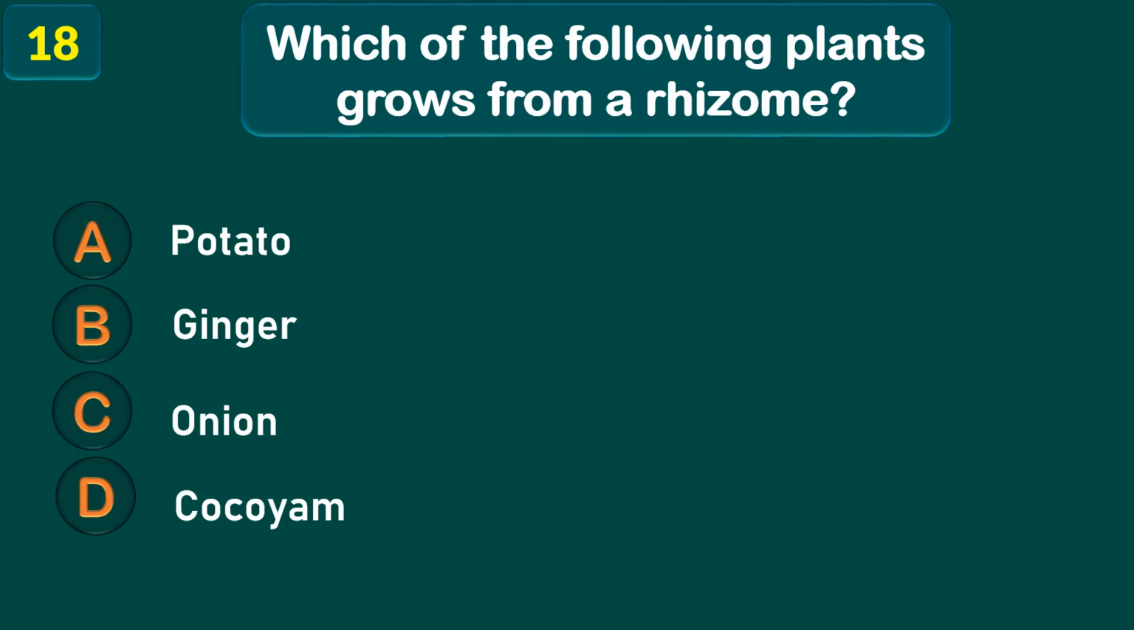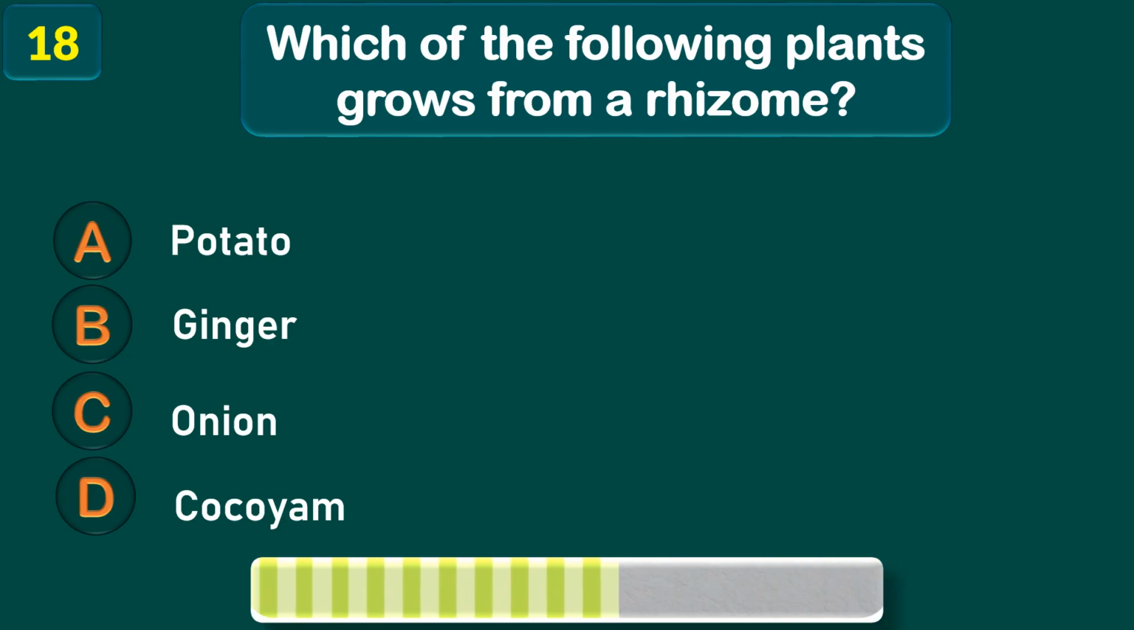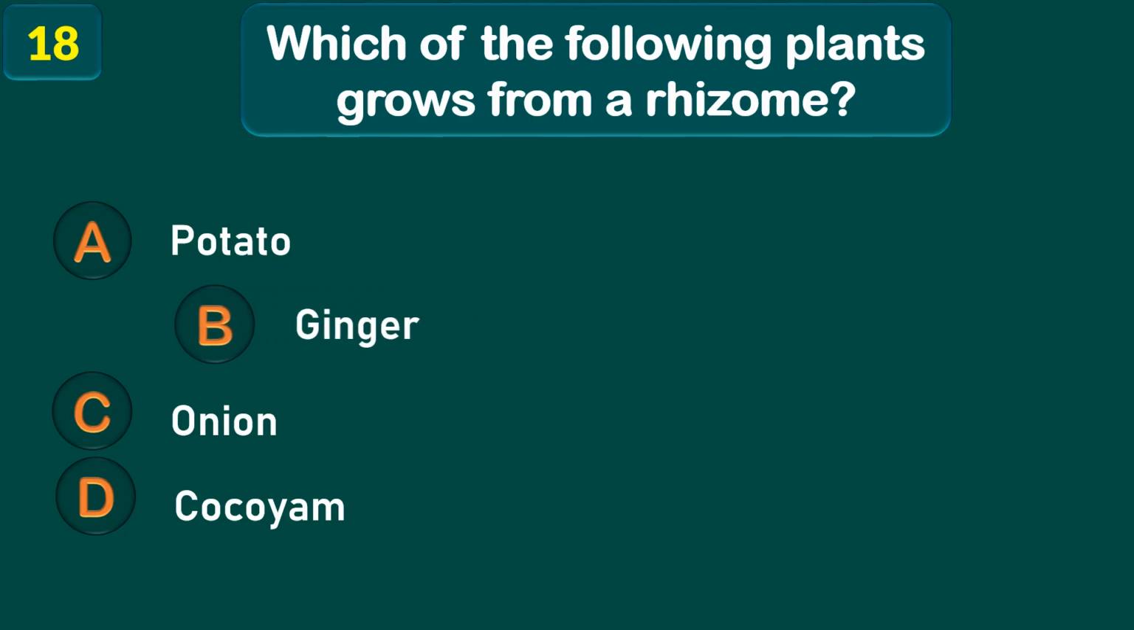Which of the following plants grows from a rhizome? A. Potato, B. Ginger, C. Onion, D. Cocoyam. Answer: B. Ginger.